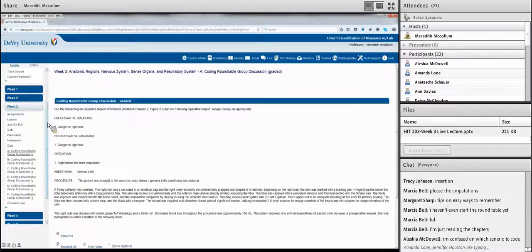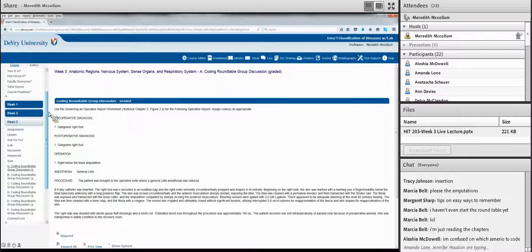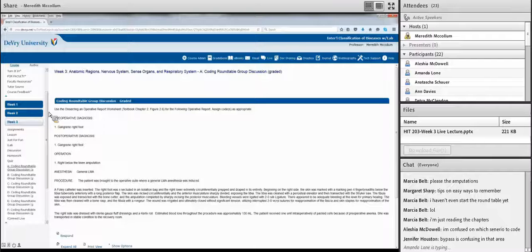So, Alicia, on which scenarios to code? Okay, and then Jennifer, bypass. Okay, hold on, let me make some notes real quick. Just let me know, Alicia, what scenario you're talking about. Bypass I can definitely look at. Let me go into 3M real quick.